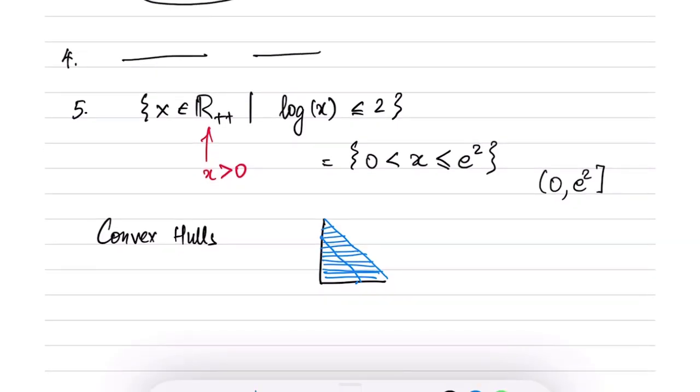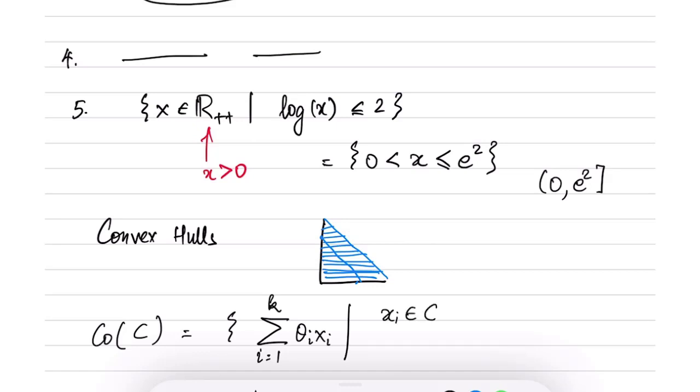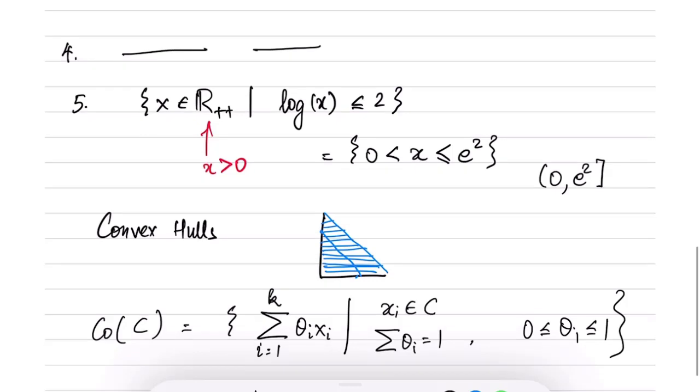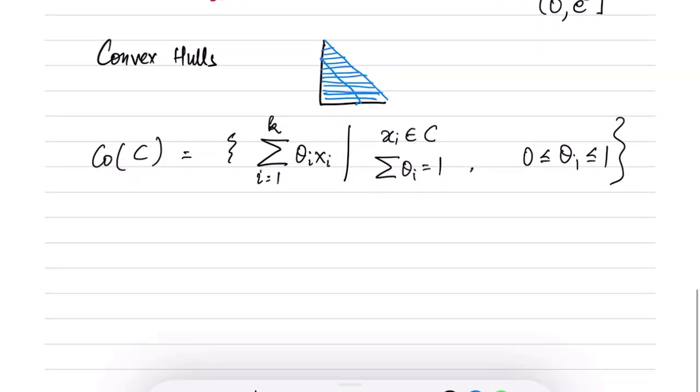So mathematically, the definition can be written as follows. The convex hull of a set C is given by the summation over i from 1 to k of theta i times x i, such that x i belongs to C, the summation of theta i equals 1, and all the theta i's are between 0 and 1. So that is the definition of the convex hull of C.